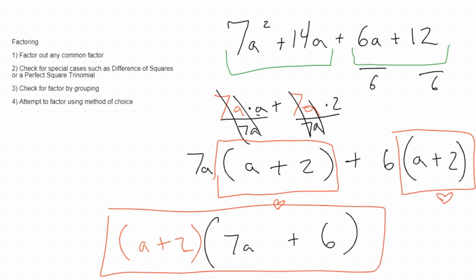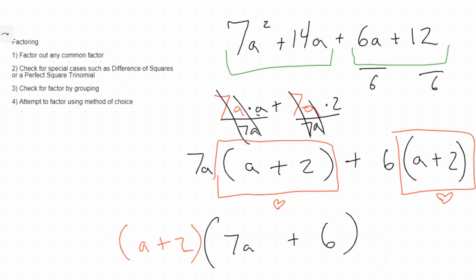So that is factor by grouping, and that was the third item in our checklist here. The reason why I put that for number 3 is because it's actually a little bit harder to notice than the difference of squares or the perfect square trinomial, but it's easier to explain. So I will next talk about difference of squares and perfect square trinomials in our next video.